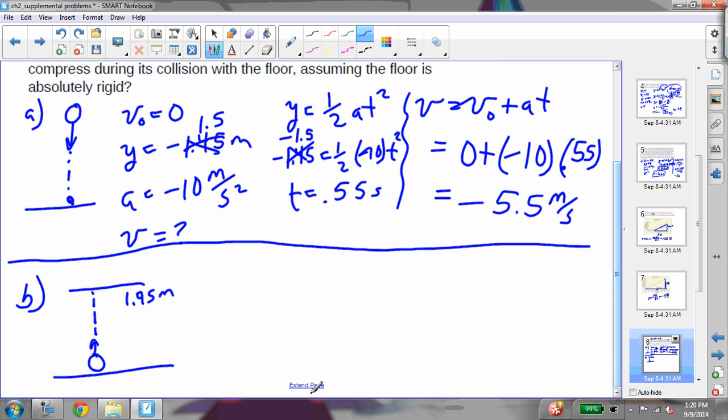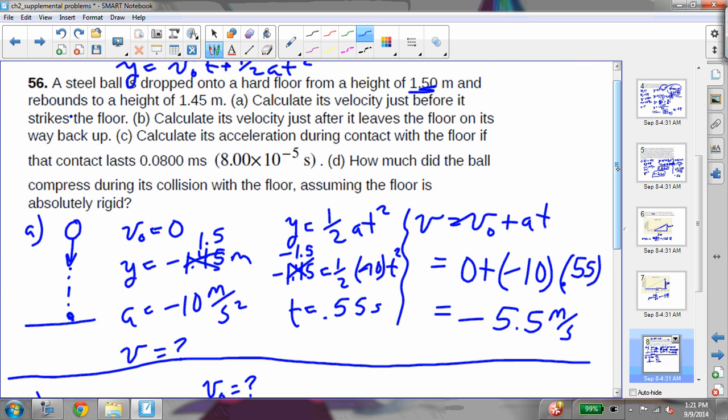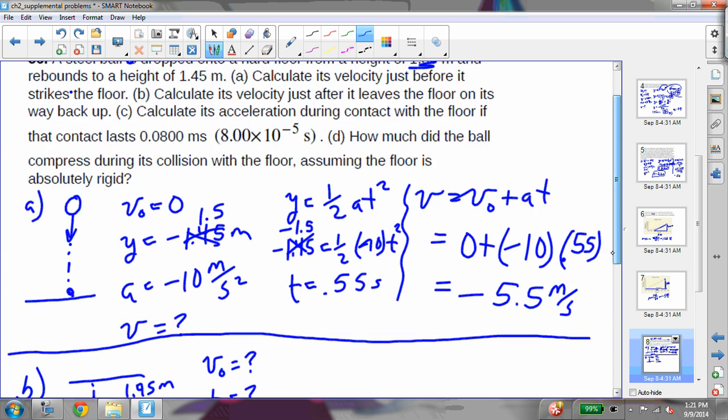All right, so I don't know what my initial velocity is. I don't know how long it takes to go up. I know that my final velocity is equal to 0, and I know my acceleration is equal to negative 10 meters per second squared. So now I want to know, what do I want to know? Okay, I want to know what is its initial velocity.